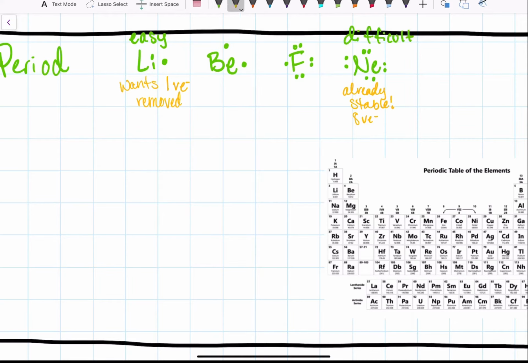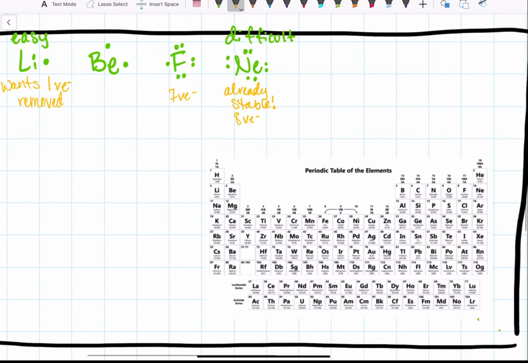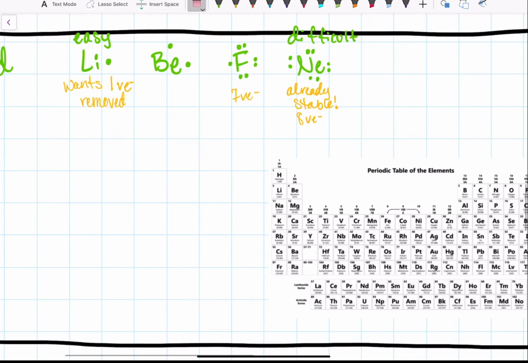And then our other two are somewhere in the middle here. Fluorine has 7 valence electrons. In fact, fluorine doesn't want one removed. It actually wants to gain an electron. So to try to remove one of its 7 when it's so close to being stable, it's not going to have it. It does not want that. So it would also be really difficult.